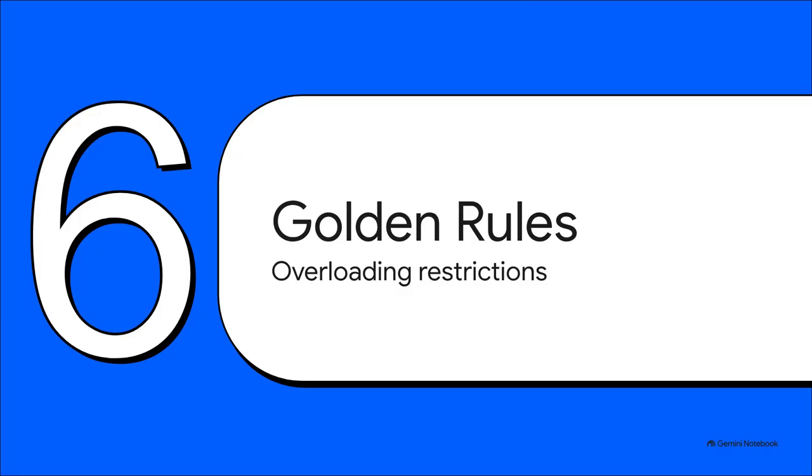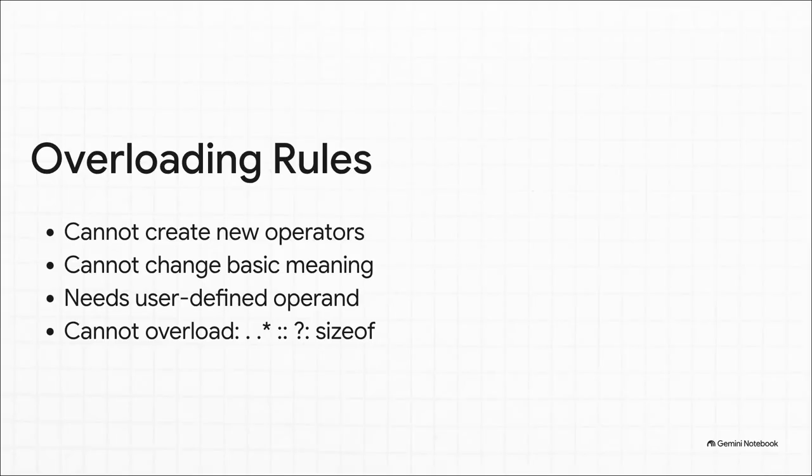Finally, part 6, the golden rules of overloading. So, the absolutely crucial takeaway here is that while overloading gives you a ton of power, it is definitely not the Wild West. There are guardrails. For starters, you cannot just invent entirely new operators. No making up your own symbols. Sorry. You also can't change the foundational meaning of an operator for the built-in types. Like, you can't force the plus sign to somehow perform subtraction on two integers.